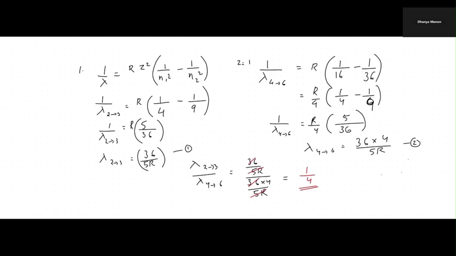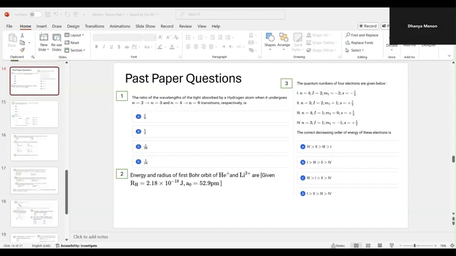So students, if you see, you have the required ratio 1 by 4, so B is your answer. Okay, so B is your answer. Now, please read the second question carefully. The second question: radius and energy of the first 4 orbits for helium ion and lithium ion. Okay, and one is given for hydrogen. Okay, so let's get started.